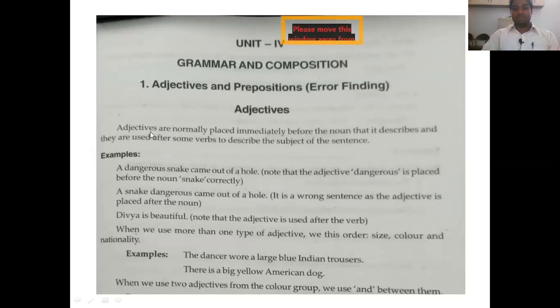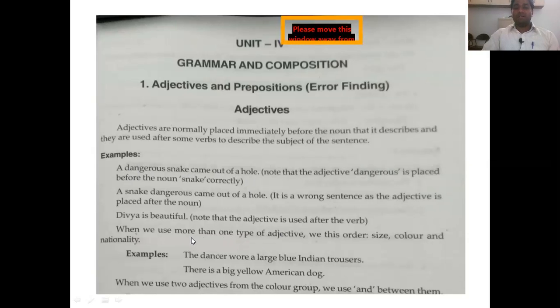First of all, we said adjectives are normally placed immediately before the noun. But here, in the second sentence, a snake dangerous came out of a hole, you can see that dangerous is after the noun. So it is wrong. The right one is a dangerous snake came out of a hole. When we use more than one type of adjective, we follow an order: size, color, and nationality.